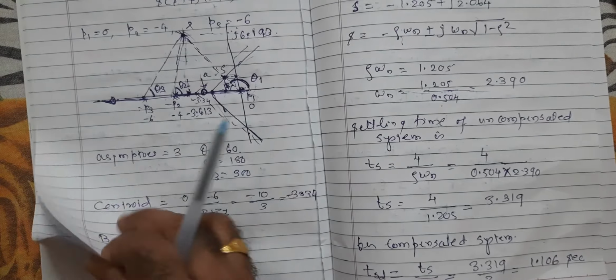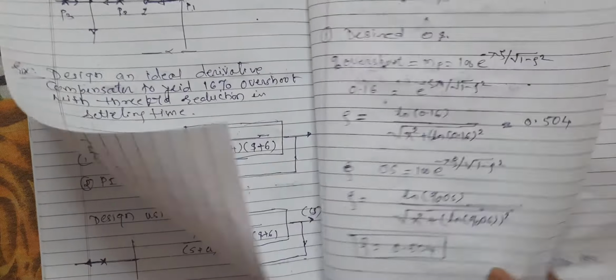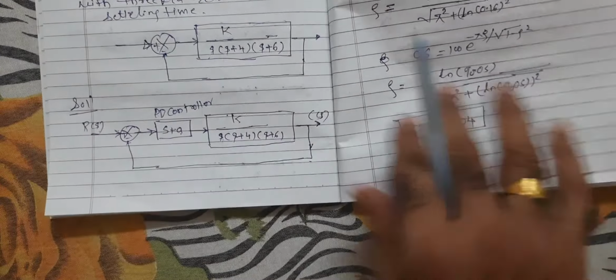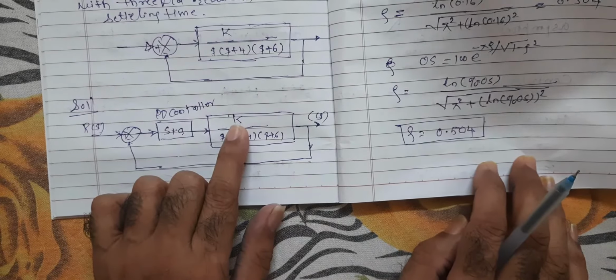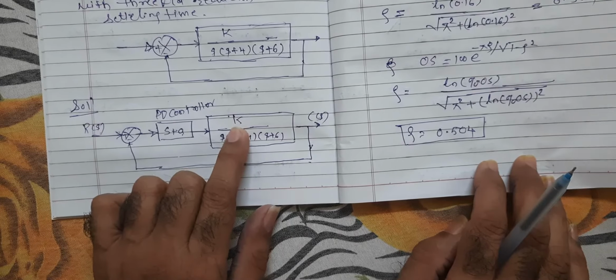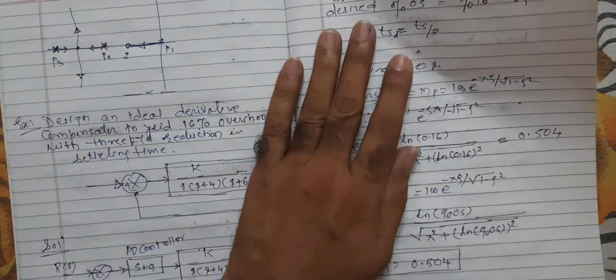Now we have calculated the A value, but in the equation, or in the system, the K is not calculated still. The K is unknown. Now we have to calculate the value of K.